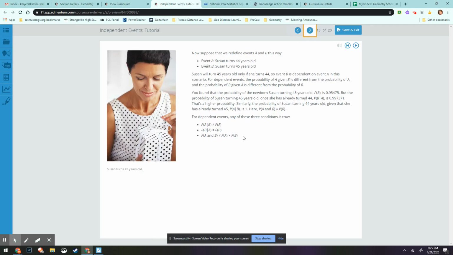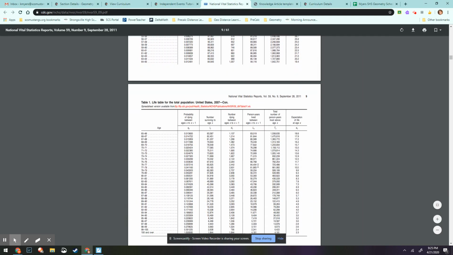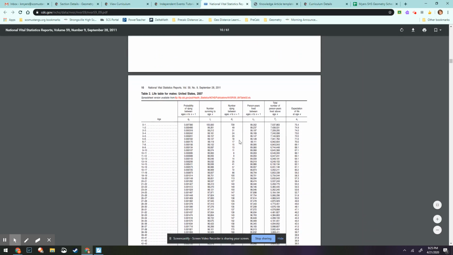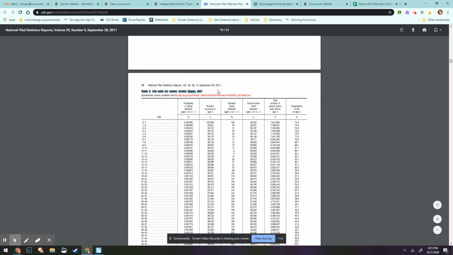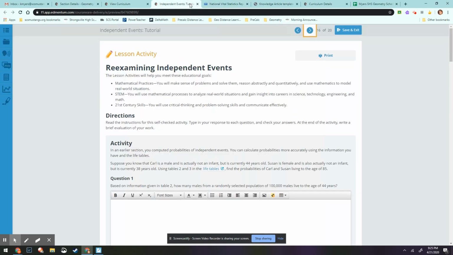So here's another summary. This is for dependent events, so you could write that down or take a screenshot of that. One more activity. All right, but now we're going to use something different. We're going to use tables 2 and 3 in the life tables. Here's table 1. Table 2, you'll notice, is the life table just for males. Table 3 is for females.